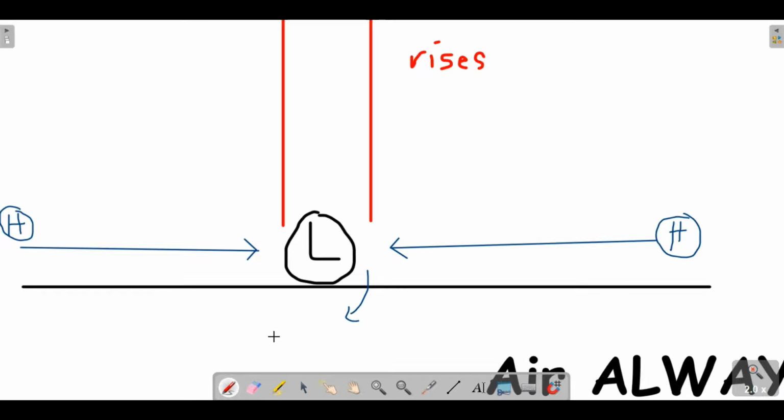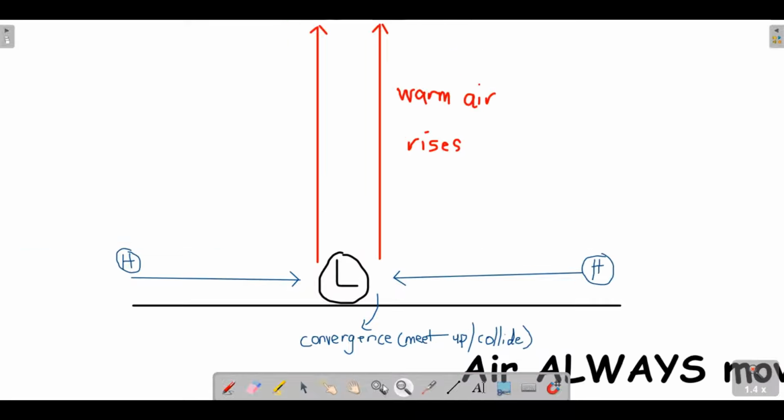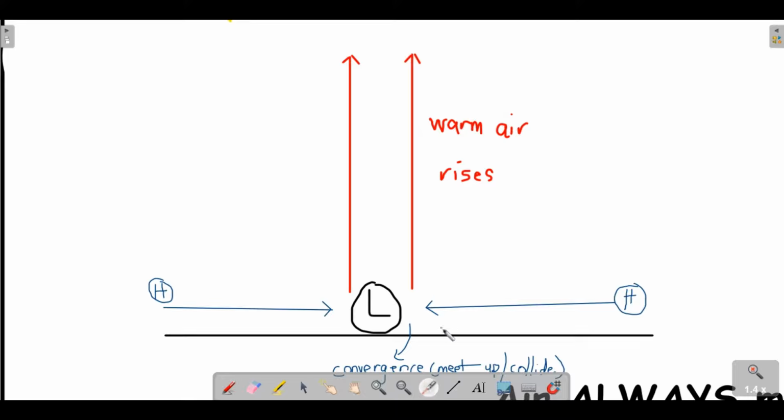So we see convergence, surface convergence, whenever we have a low pressure. They converge, they meet up, or they collide right over there at the lowest pressure. And when they collide, there's nowhere else to go. You cannot collide and move towards the ground and move through the ground. You collide and move upwards, collide and move upwards, collide and move upwards, and you leave a void.